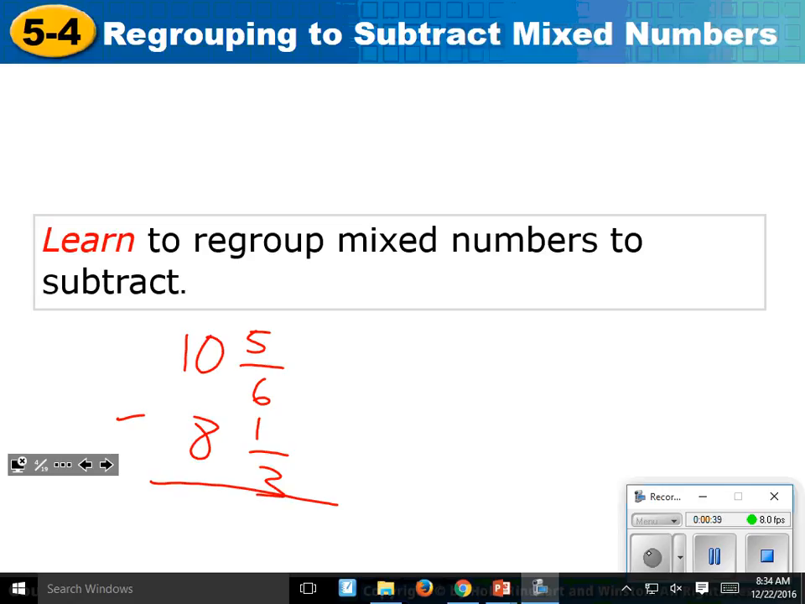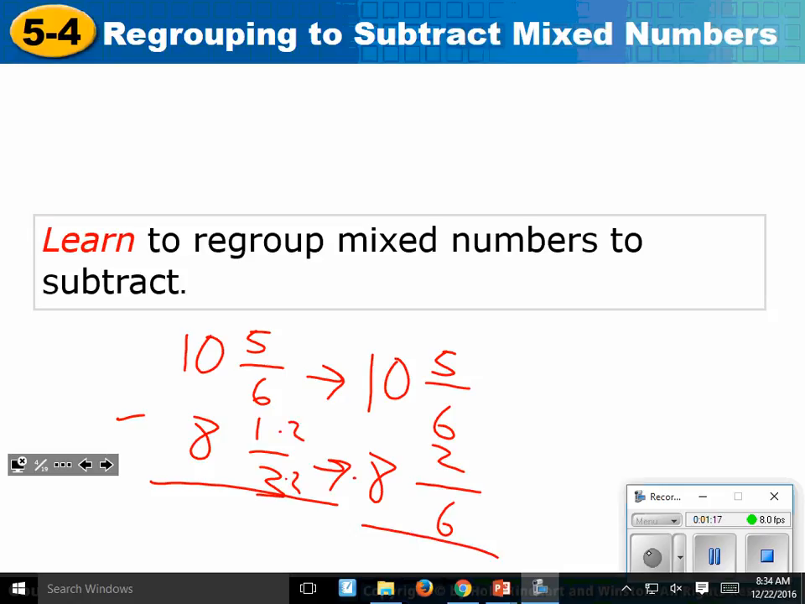Start on this side. Let's do the subtraction. We got 5/6 minus 1/3. What's the first thing that we got to do? Common denominator. We got to find a common denominator. So this is going to become 10 and what? What's my denominator going to be? 6. So 10 and this is going to be 5/6. This is going to be 8 and we need a 6 here. So that means we got to multiply top and bottom by what? 2. So times 2 here, times 2 here, we end up with 2/6.